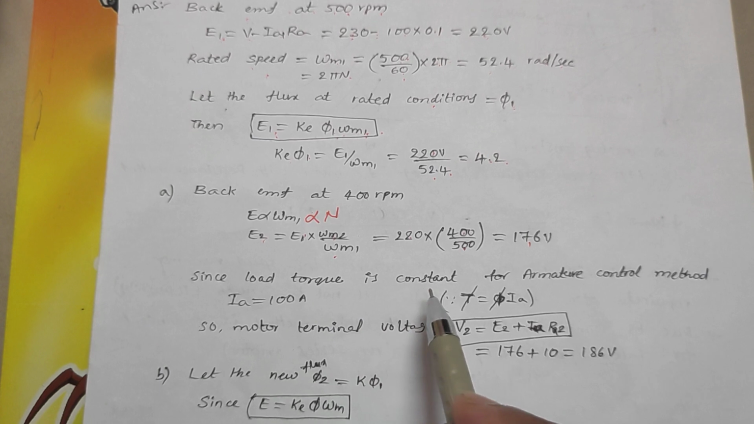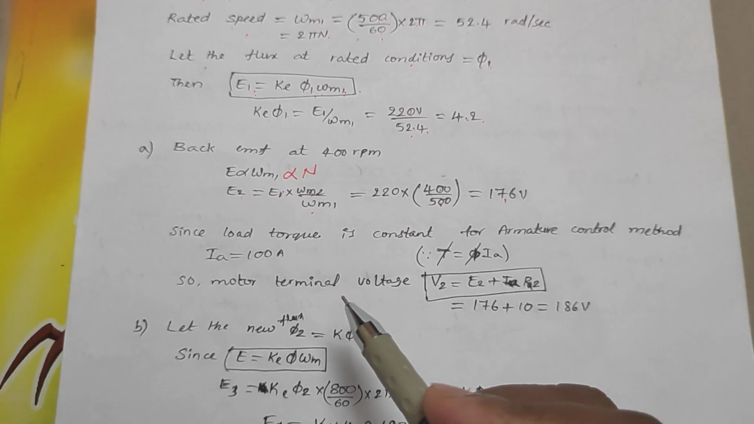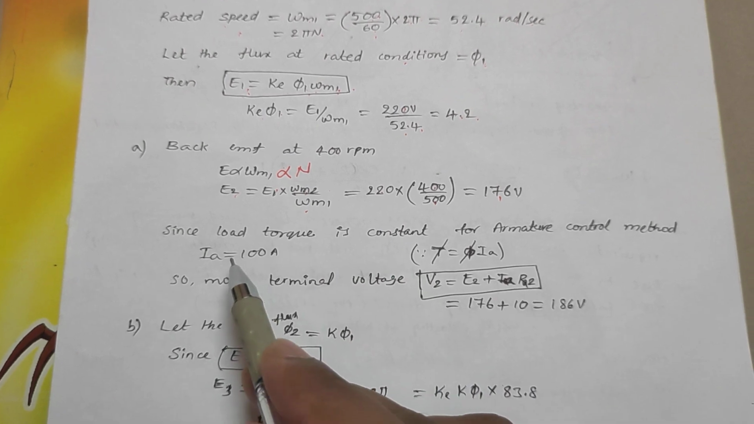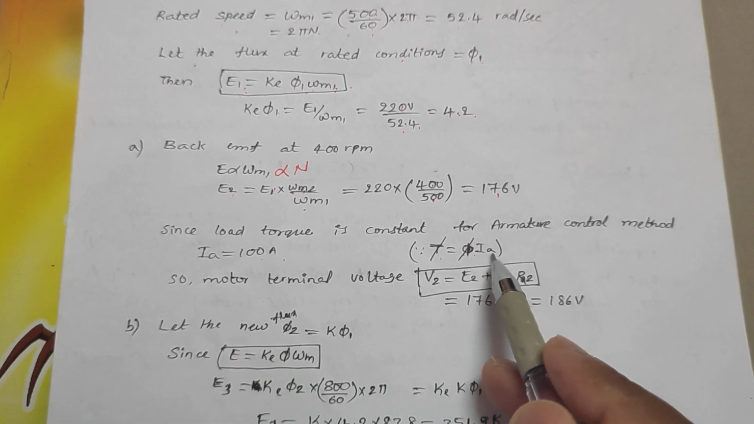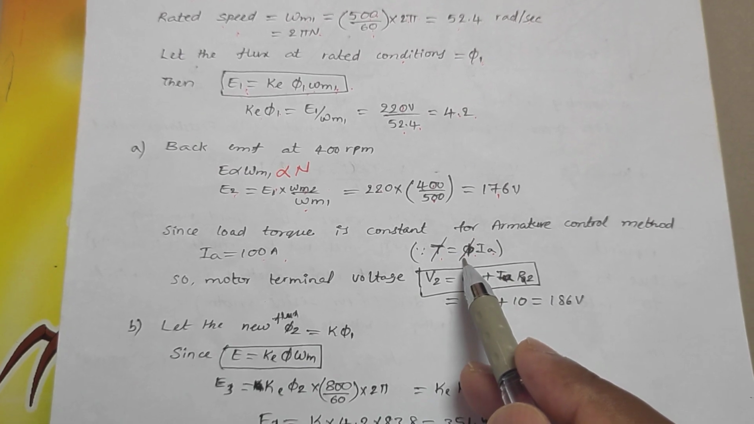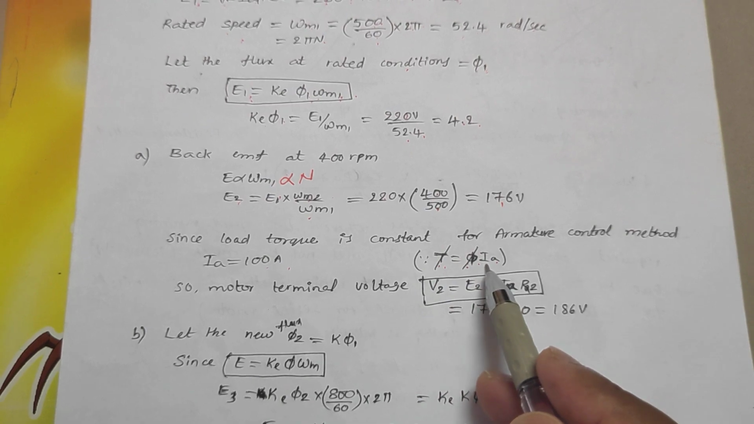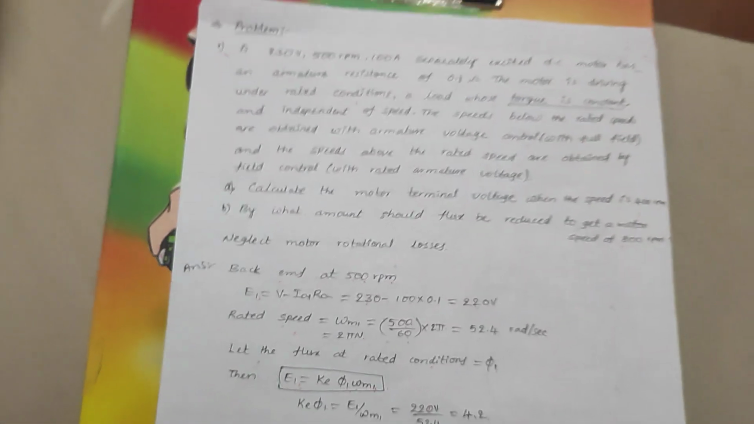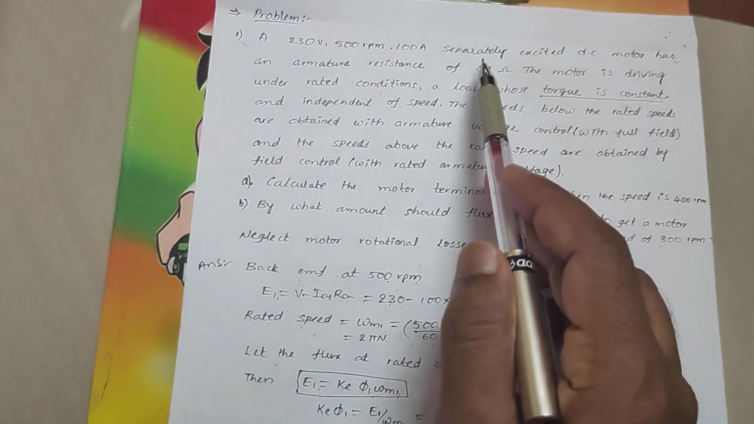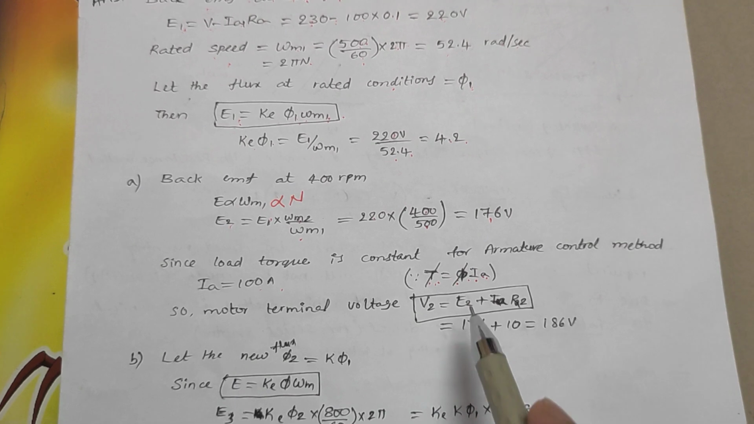Since the load torque is constant, because in the problem statement itself it was given that the load torque is constant, from there you can fix the armature current as 100 ampere only, because torque is equal to phi into Ia, where flux is constant, and here load torque is constant. That's why your armature current is also constant, because this problem is for the separately excited DC motor. That's why flux is also constant.